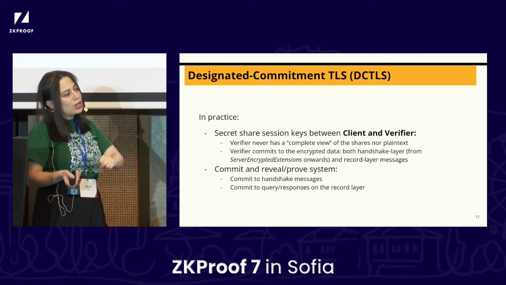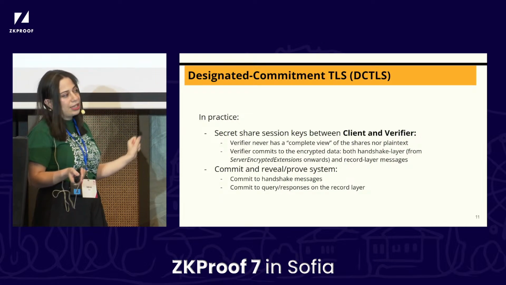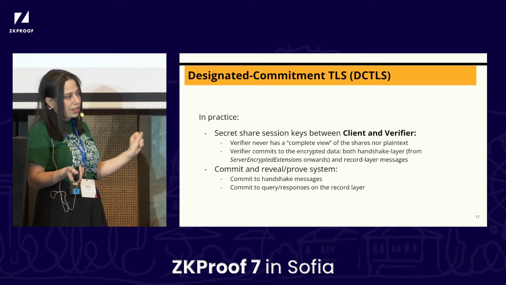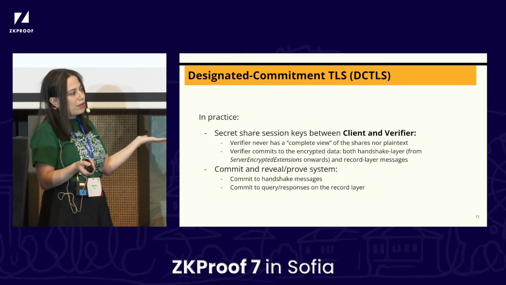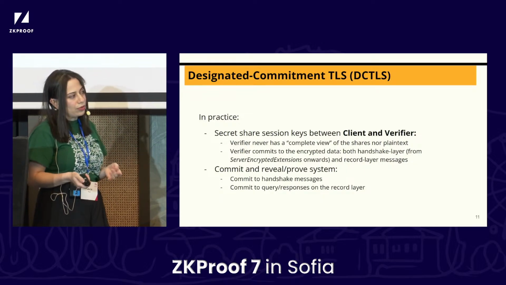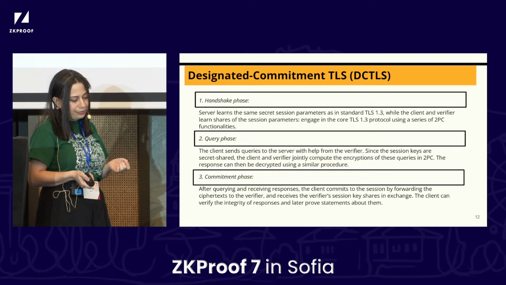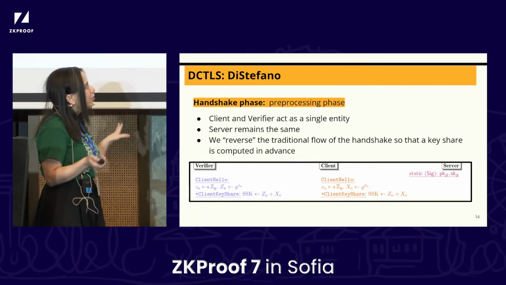And then what you have is a commit and proof system, in which you, as a client, receive those encrypted messages from the server, and you send them in an encrypted form to the verifier. So the verifier is committed to those specific messages. After you have those commitments, you can generate any kind of zero knowledge proofs that you want over those specific commitments.